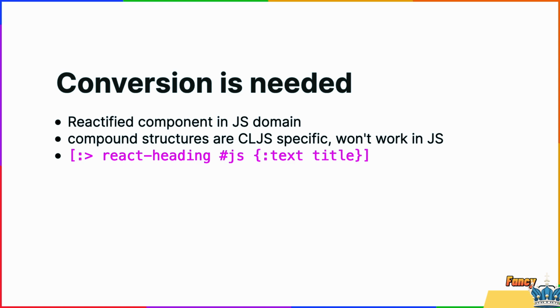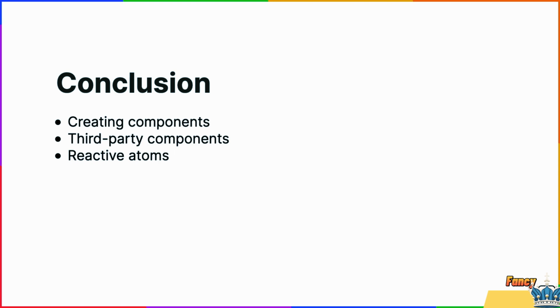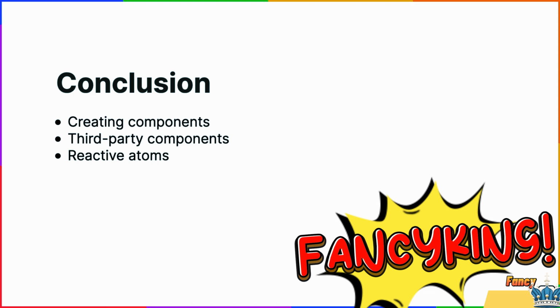Since the React heading component exists in the JS domain, reactive atoms will not work. In this chapter, we walked through Reagent basics and learned about various ways of creating components. We saw how to consume third-party components. We also learned about Reagent's reactive atoms. Although we covered the functionality we need the most, a lot of Reagent features remain untouched. We will uncover the API more as we build our application.